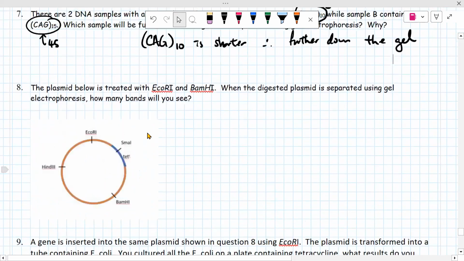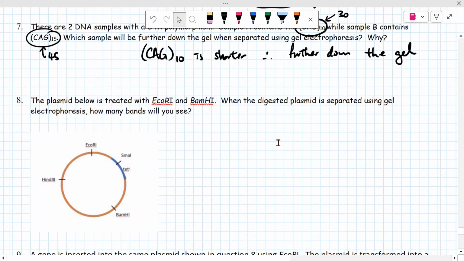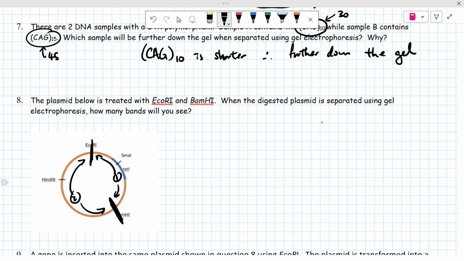All right, over here, we did this many times already. The plasmid below is treated with EcoR1 and BamHI. When the digested plasmid is separated using gel electrophoresis, how many bands will you see? If you cut with EcoR1 here and BamHI, you will have 2 bands. The one on the left will be closer to the well, and the one on the right would be further down because it's shorter, right?